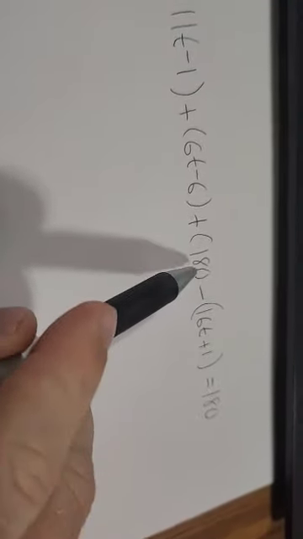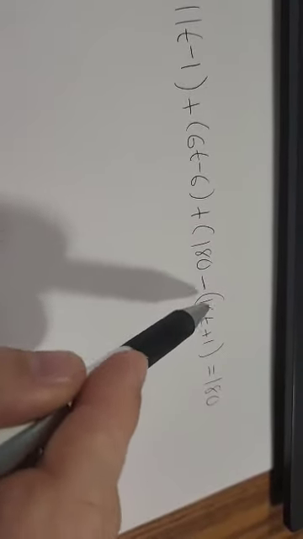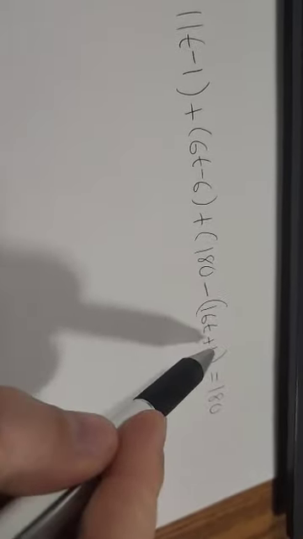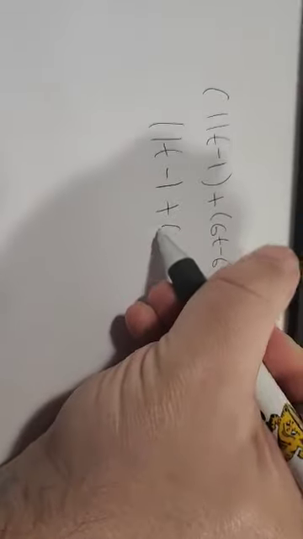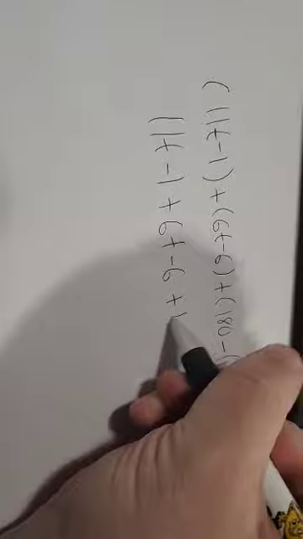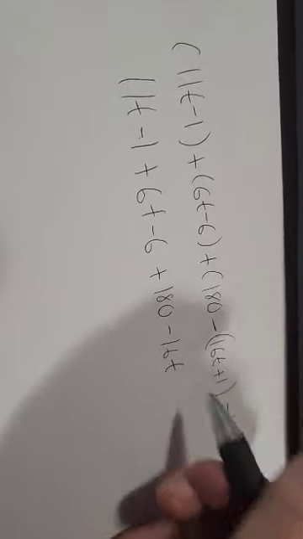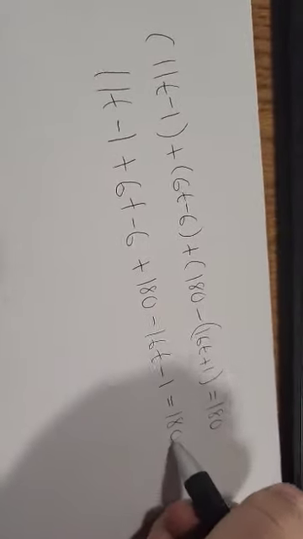Now the thing we've got to be careful about is the 180 is minusing everything in this angle. So this negative is going to make everything in there, it's like multiplying by negative 1. Everything in there is going to become negative. So I'm going to rewrite this as 11t minus 1 plus 6t minus 6 plus 180. This is going to become a minus 16t, and that's going to become a minus 1. That's very important. Equals 180.